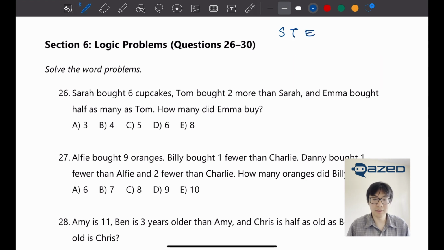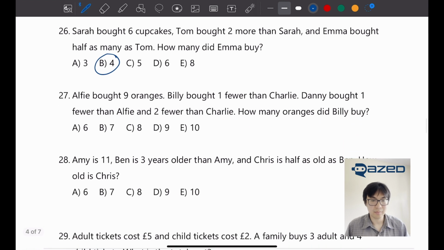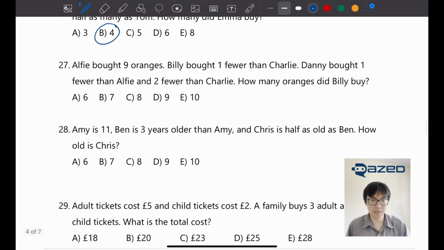Okay, so Sarah bought 6, just giving us information. Tom bought 2 more than Sarah, so we know he got 8. And then Emma bought half as many as Tom, so we divide by 2, so we have 4. So now with all the information, we can answer how many did Emma buy, and we can confidently say 4. We're going to do the same thing for every single question.